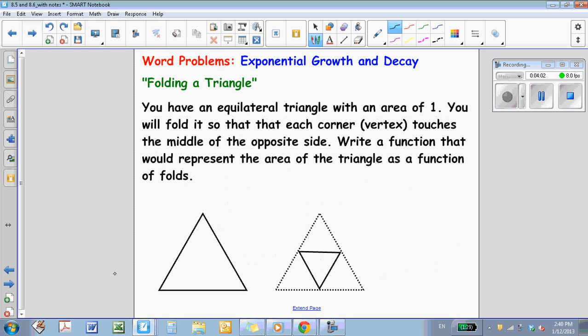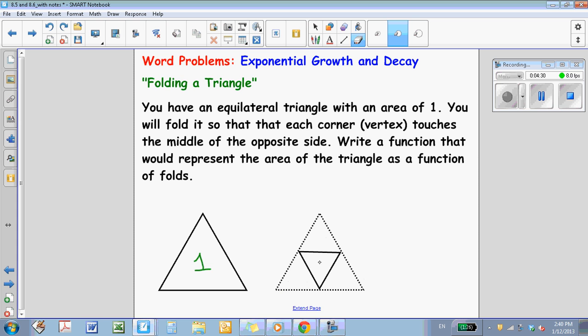Here's another one. I think this is the last one. You have an equilateral triangle with an area of 1. So you have this triangle and the area is 1. You will fold it so that each corner, so this corner gets folded this way, and this corner gets folded this way, and this corner gets folded this way. So just to give you an idea, it's going to look like this tiny triangle inside once we actually fold it.